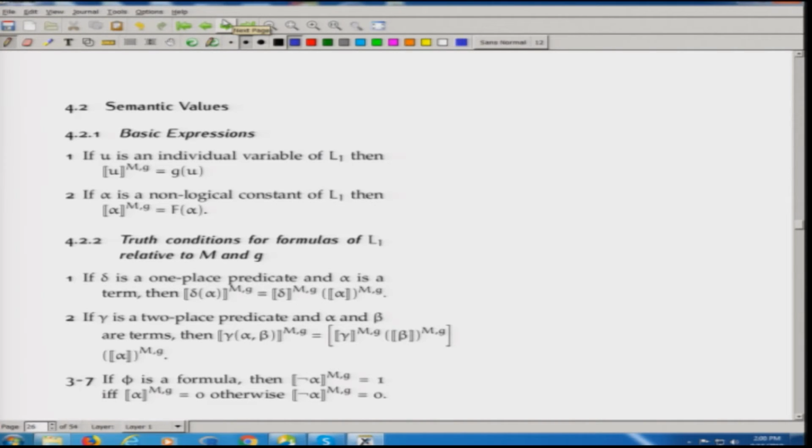Okay. So, the semantic values of each and every variable. If u is an individual variable of L1, then the reference of u with respect to m g, we'll know about g later, is whatever g assigns to u. We do not know g right now. So, for variables there is a function called g, a function that assigns meanings, denotations or values to variables, and there is another function, the known function f, for constants.